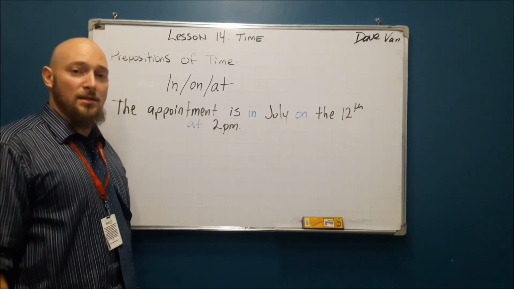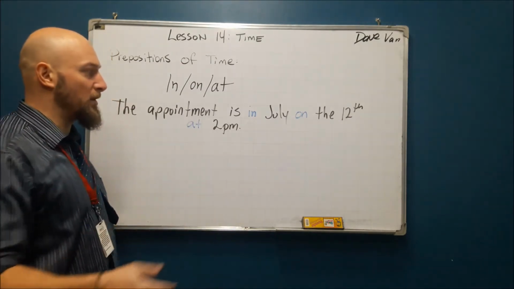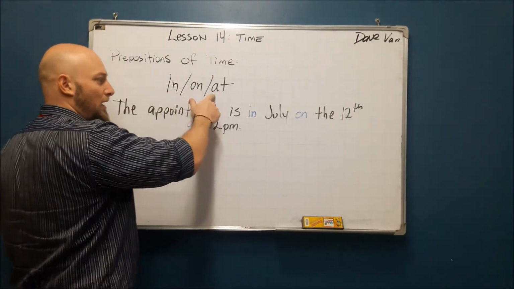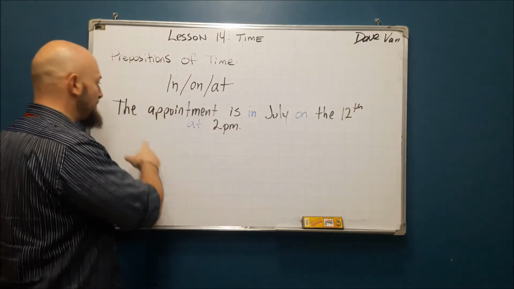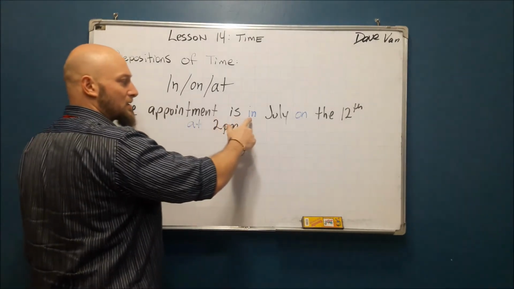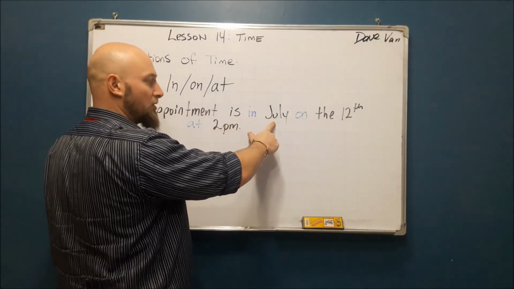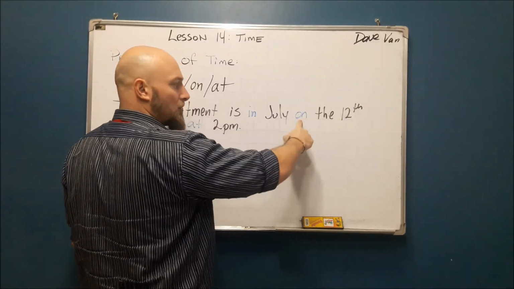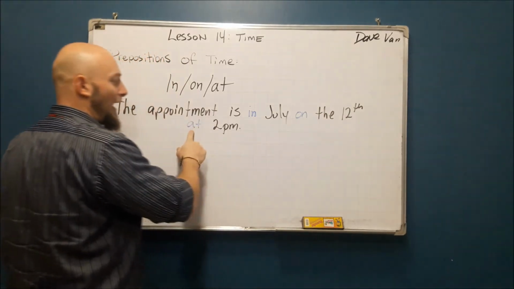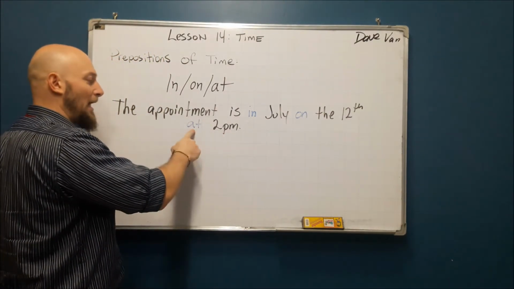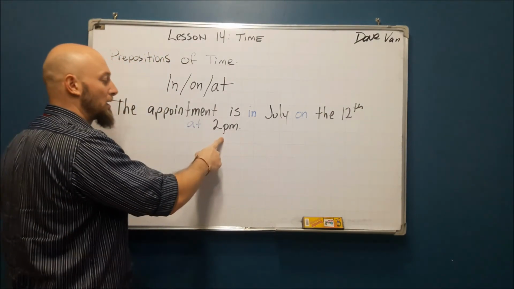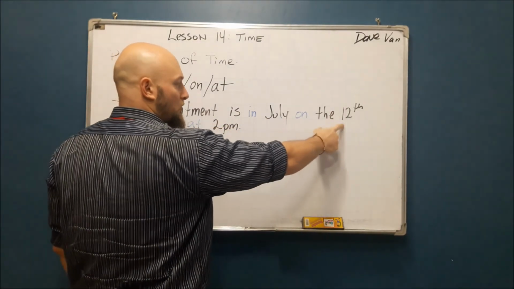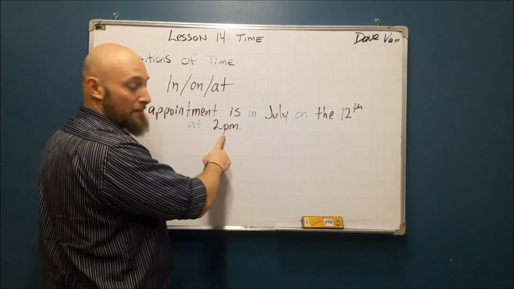Okay, one last example here showing all three of the prepositions in one sentence. We're going to use in, on, and at. Here's the example. The appointment is in July. We're using in because it's a month. On the 12th, on because it's a day. At 2 p.m., at because it's an hour. Again, the appointment is in July, on the 12th, at 2 p.m.